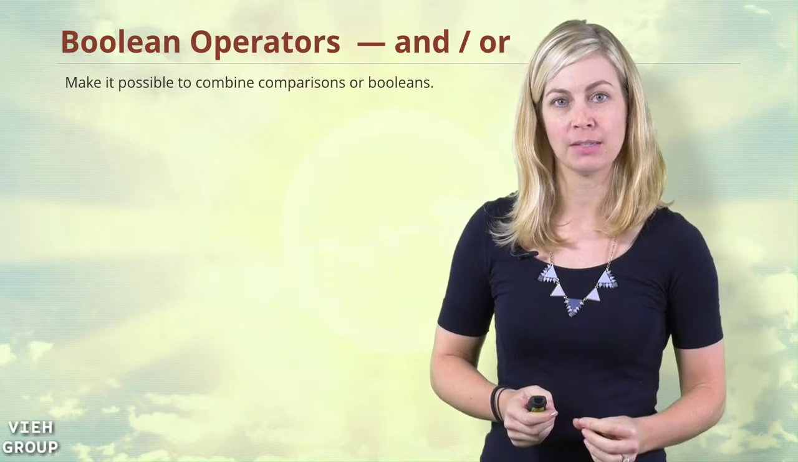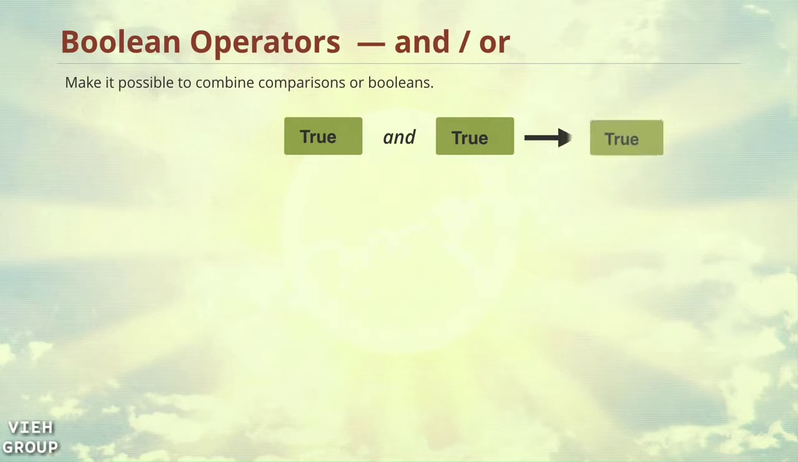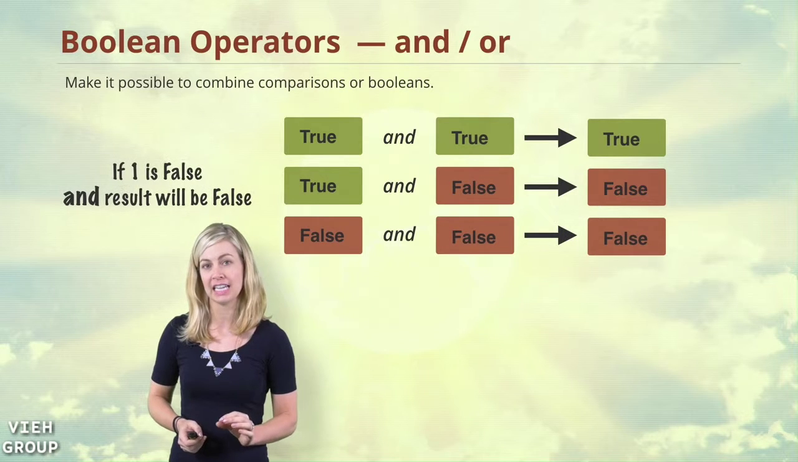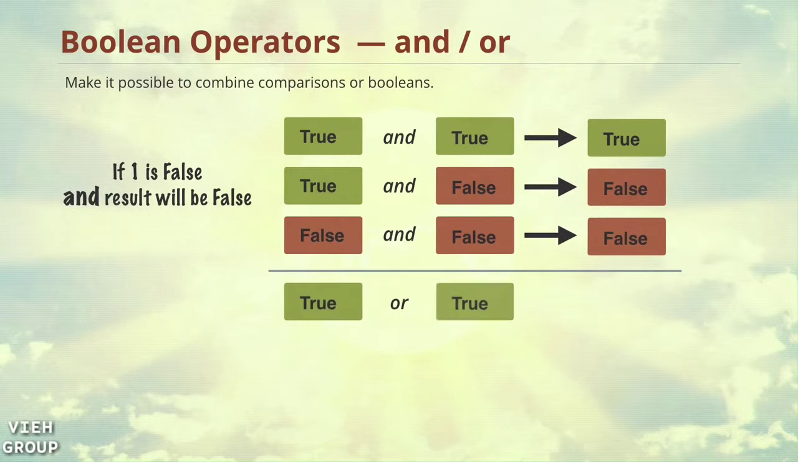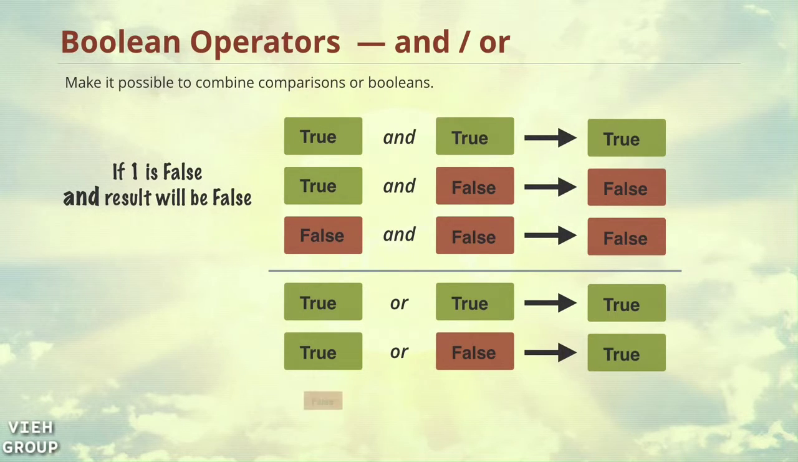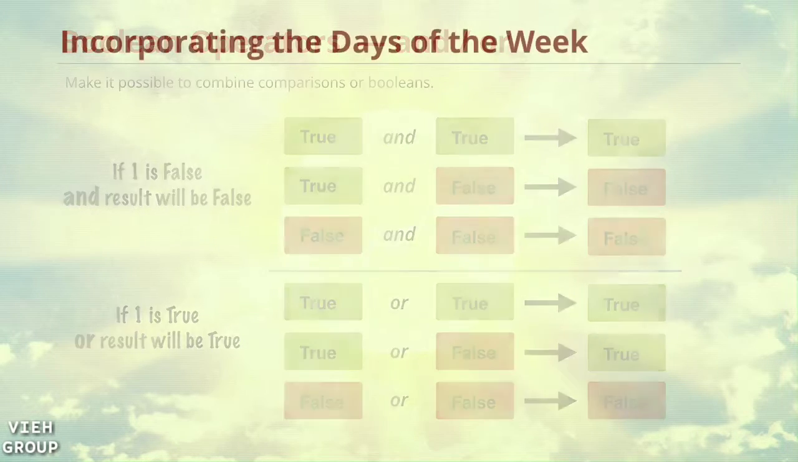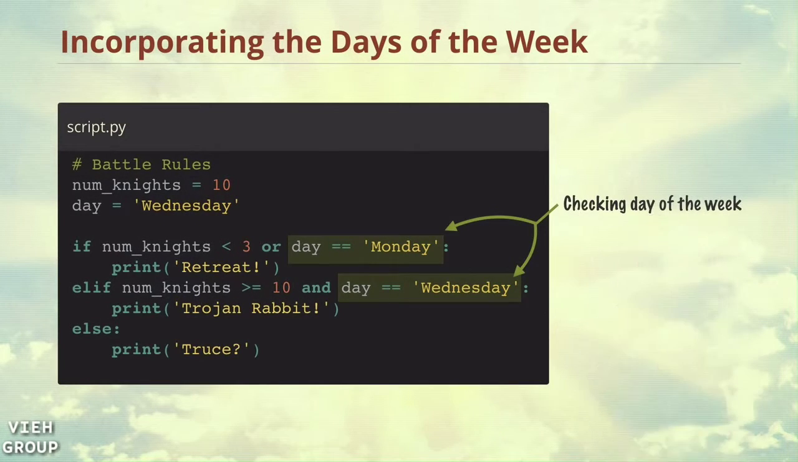And and or make it possible to combine Booleans. A true and a true result in a true. A true and a false result in a false. Basically, if there's one false in an and statement, the result will always be false. For or, one value only has to be true and the statement will result in a true. For example, true or false results in true. Here's our program after we incorporated King Arthur's requests for the day of the week.